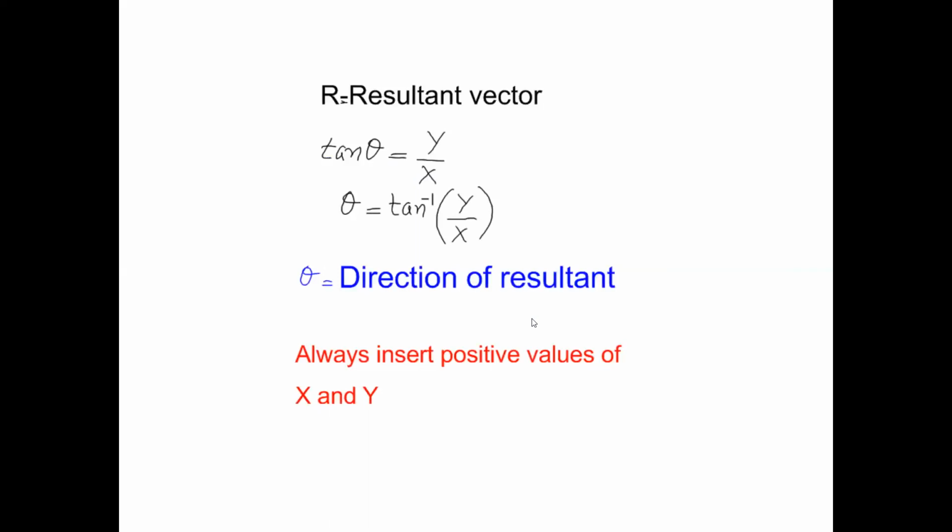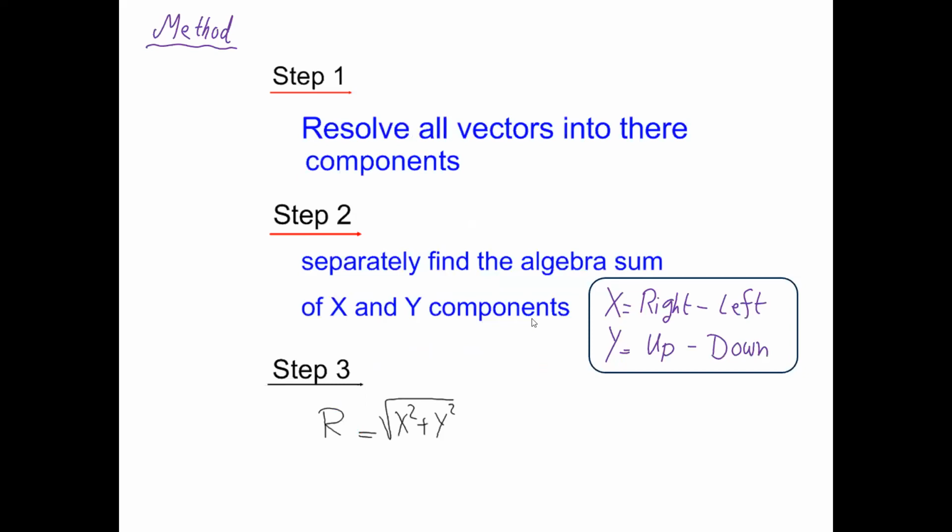R is equal to resultant vector. Tan theta is equal to y upon x. And when you make theta the subject, tan inverse, which is a mathematical concept, theta is equal to direction of resultant. In this chapter, vector has two things always, magnitude and direction. So magnitude is coming from this formula, R is equal to under root x square plus y square. This formula will give you the magnitude.